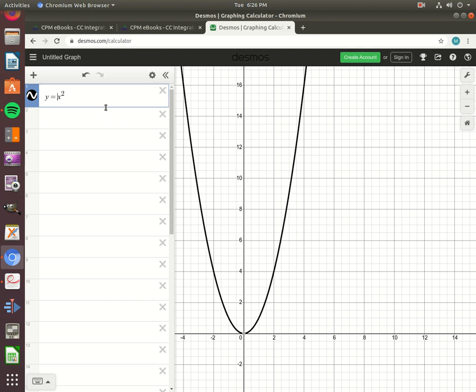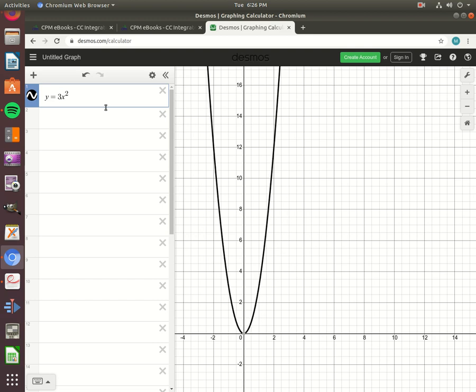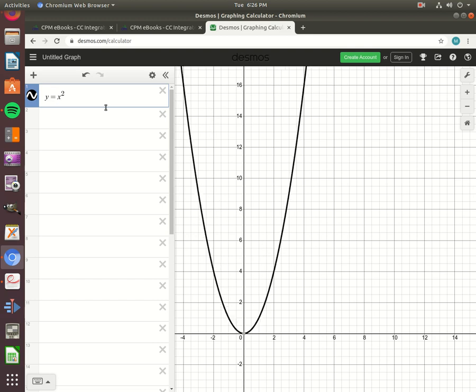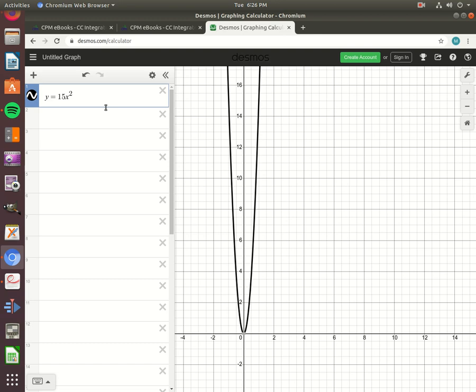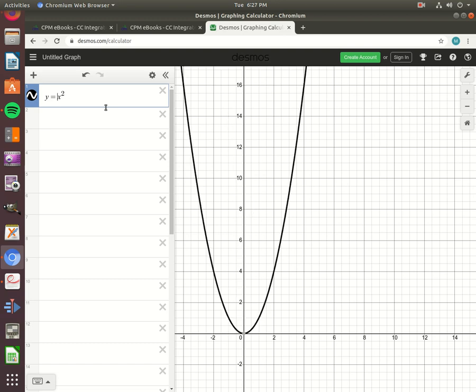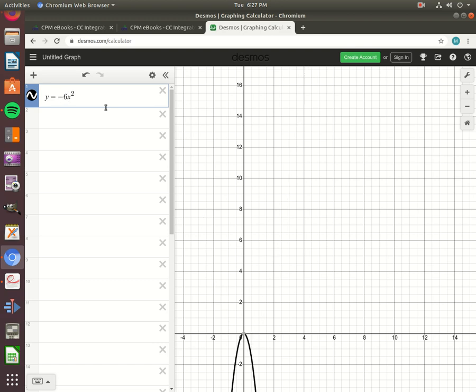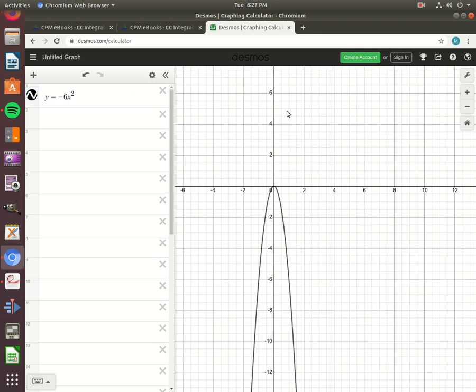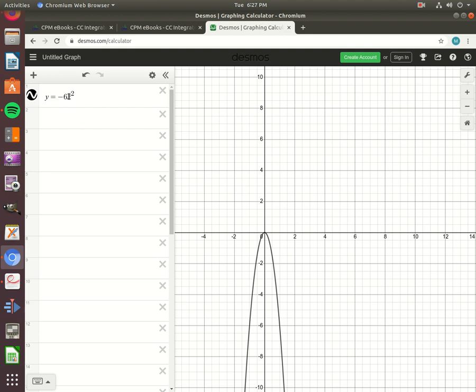Like, what happens if I put a 3 in front? And you can see it got steeper. Well, what if I put a 15 in front? And you can see it got steeper still. So how would I make it flatter? Well, a lot of people think you'd put a negative, but if I put a -6, it just turns the parabola upside down. So it didn't turn it negative, but we did do something interesting by turning it upside down.